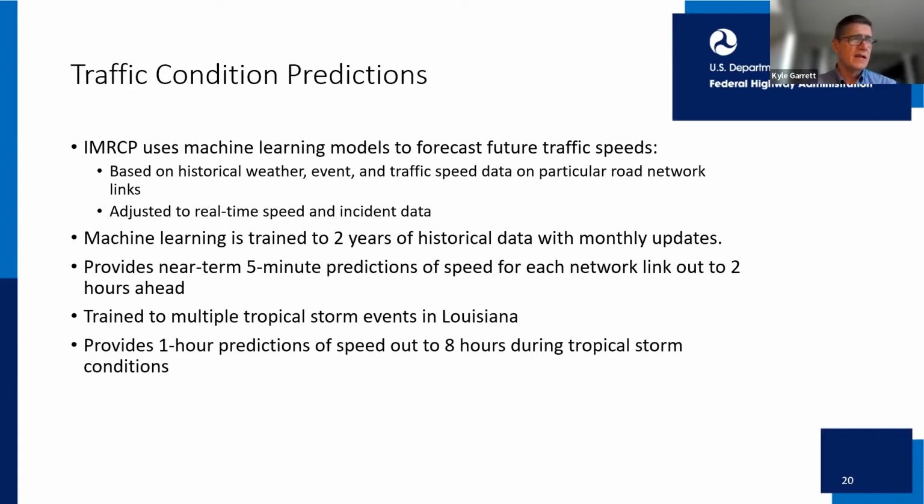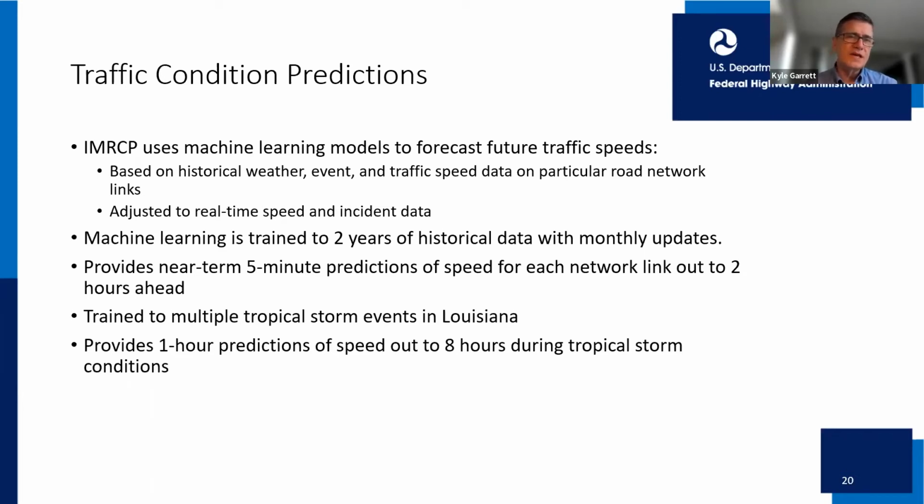What we get out of that are near-term 5-minute predictions of speed for each of those segments out to about 2 hours ahead. Our experience has shown that forecasts beyond 2 hours aren't able to take into account current conditions very well, especially when it relates to incidents that are either underway or may actually occur in the 2-hour forecast window. So we don't go beyond that.